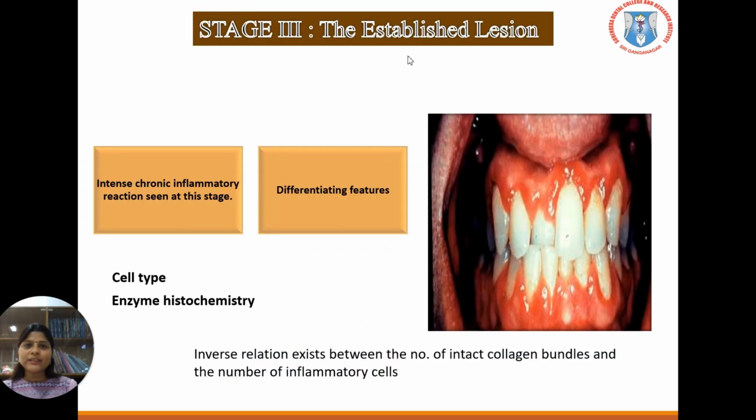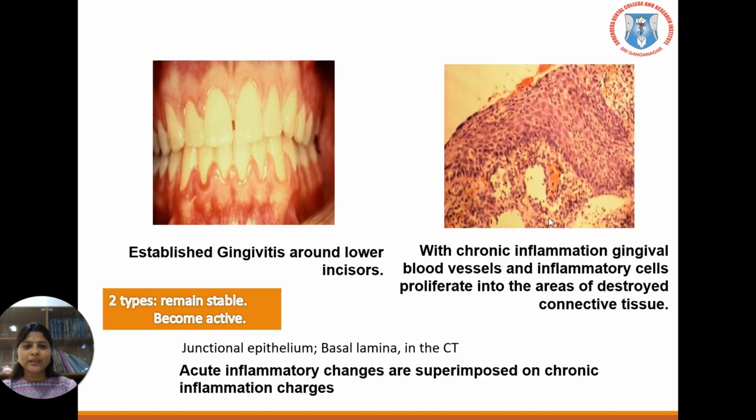Then comes the third stage, the established lesion, which occurs after 14 to 21 days. This is a chronic inflammatory stage in which the changes are intense, and the predominant cells will be the plasma cells. There is more collagen destruction, fibers will be destroyed, and the inflammatory cells are increased.